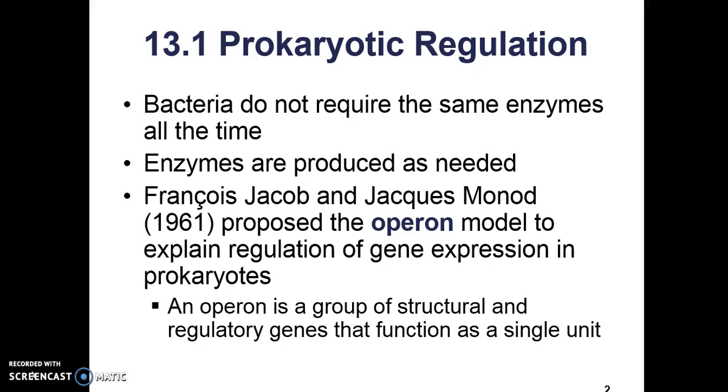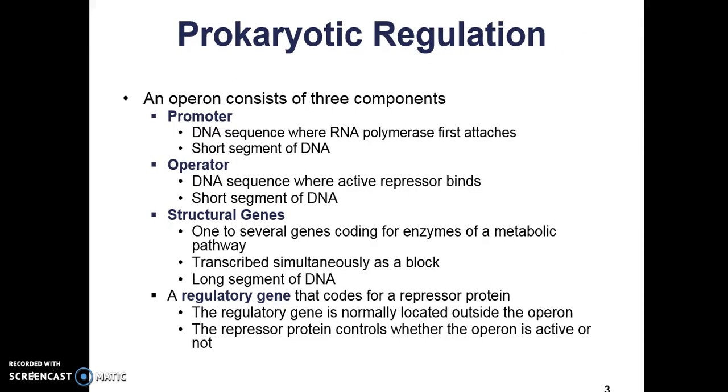Okay, so an operon is a group of structural and regulatory genes that function as a single unit. And structural genes are genes for a metabolic pathway. They're grouped together on a chromosome and they're transcribed at the same time. So to go along with the operon, it consists of three different things: the promoter, operator, and then the genes.